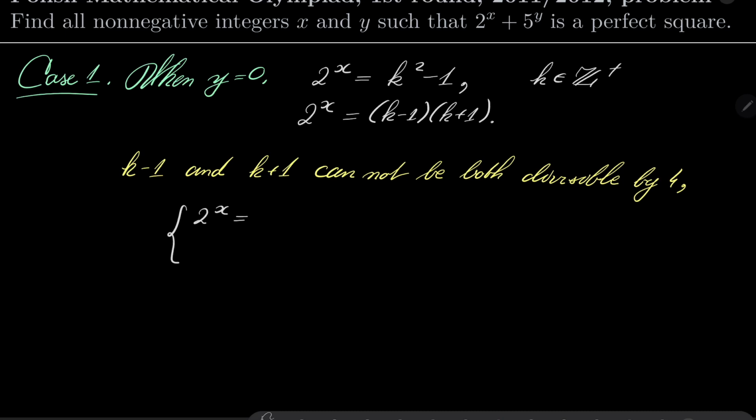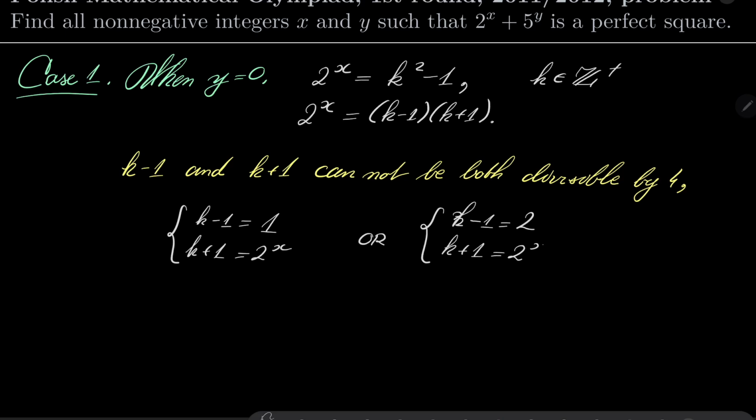Either k minus 1 equals 1 and k plus 1 equals 2 to the power of x, or second option, k minus 1 equals 2 and k plus 1 equals 2 to the power of x minus 1. We cannot go further because if we have 4 right here, then 2 to the power x minus 2, well, either it's going to be less than 4, and we have contradiction because k is positive, or it is greater than or equal to 4, and we have contradiction because both of these numbers are divisible by 4.